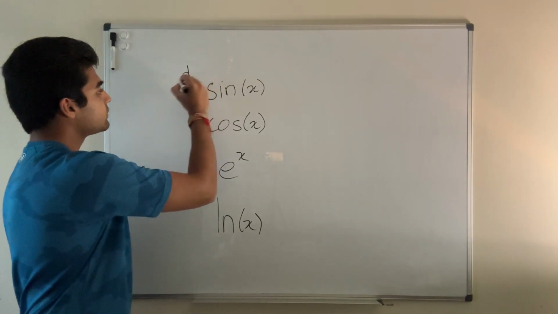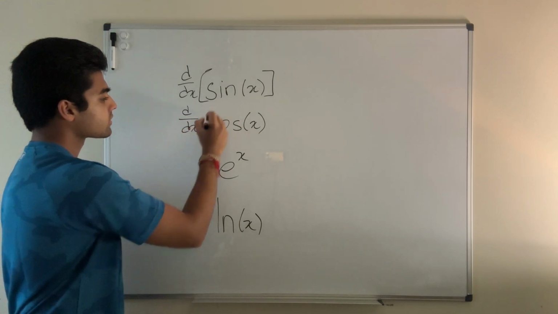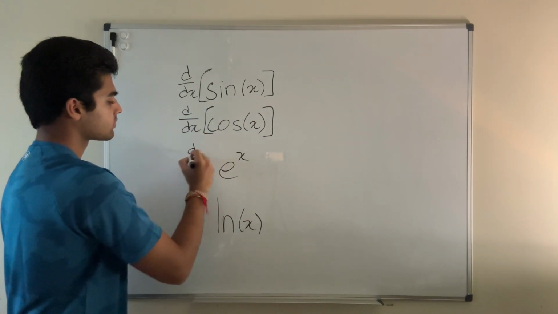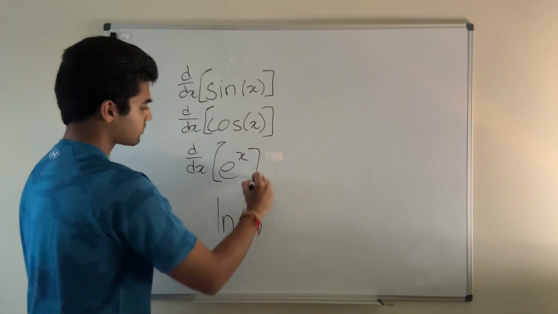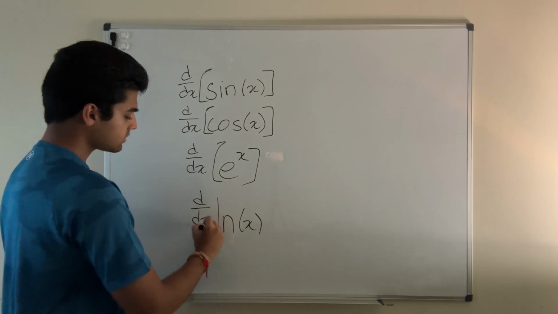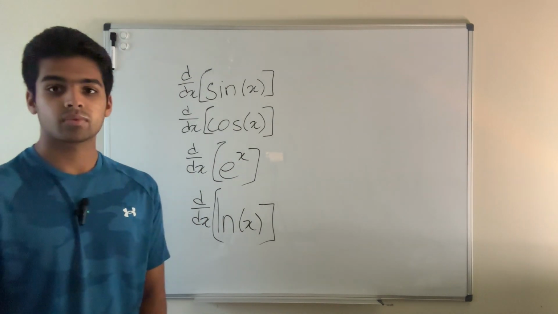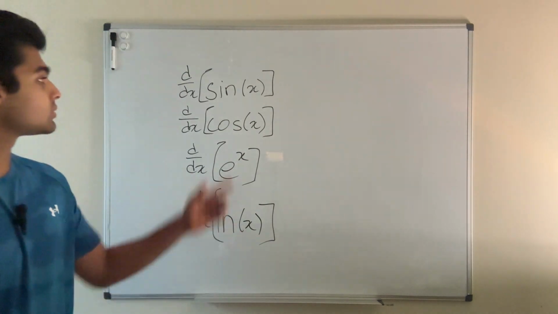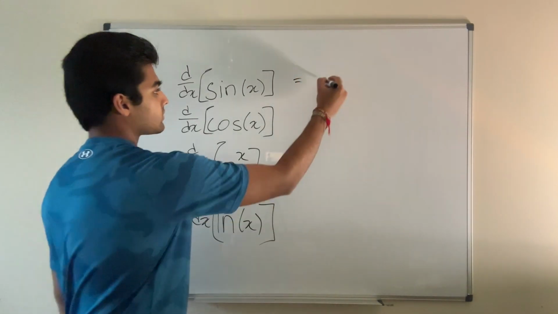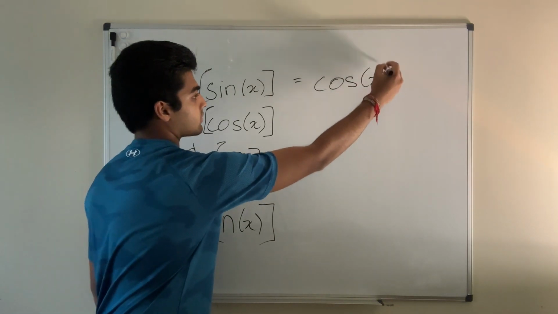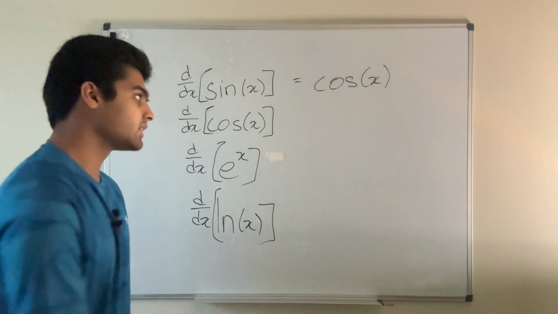So we're going to look at the derivative of these four functions, d over dx. Okay. These four functions, I think they're going to be easier than you expect. The derivative of sine x is just going to be cosine x. Okay. The derivative of cosine x is going to be negative sine x.